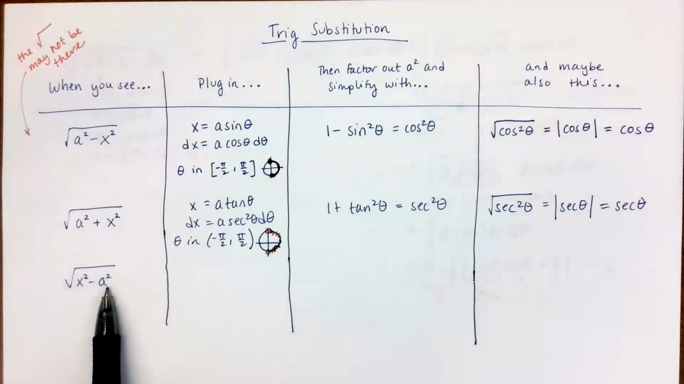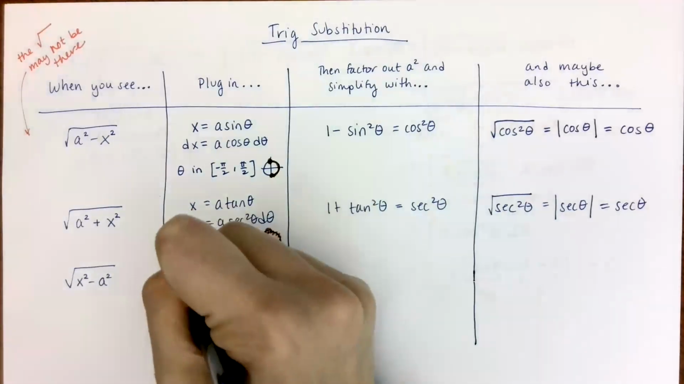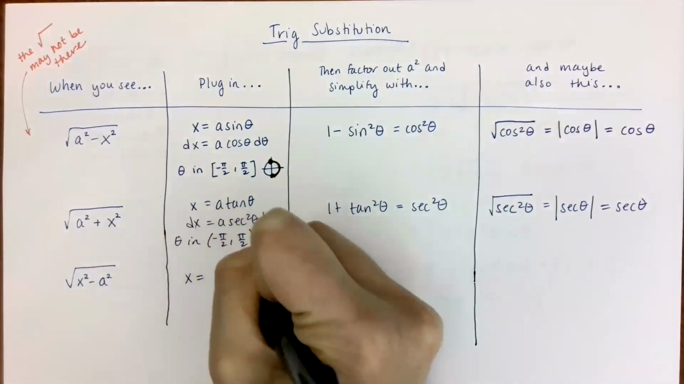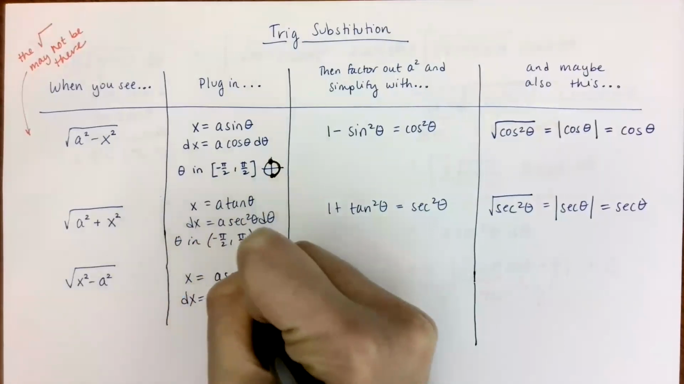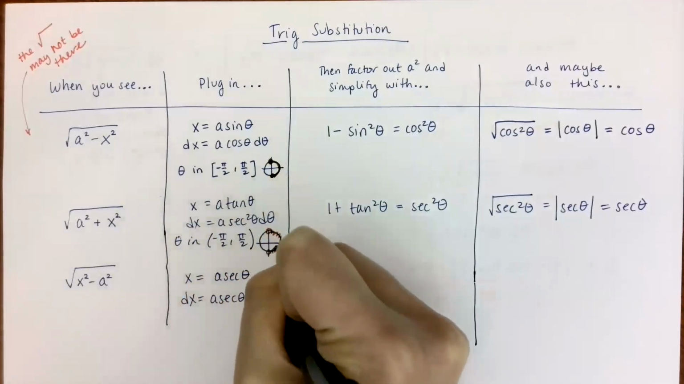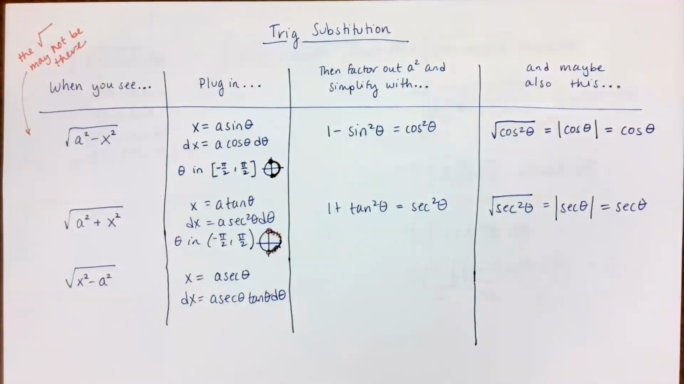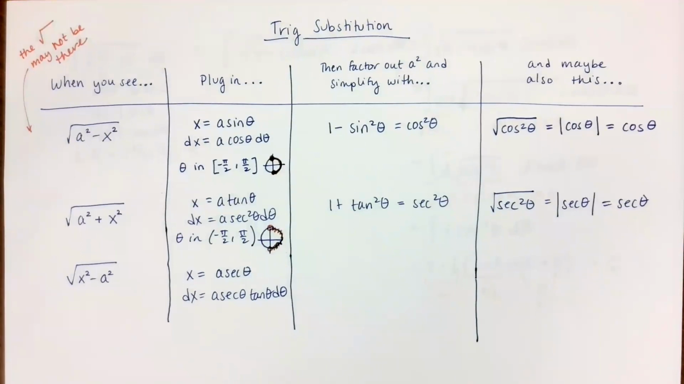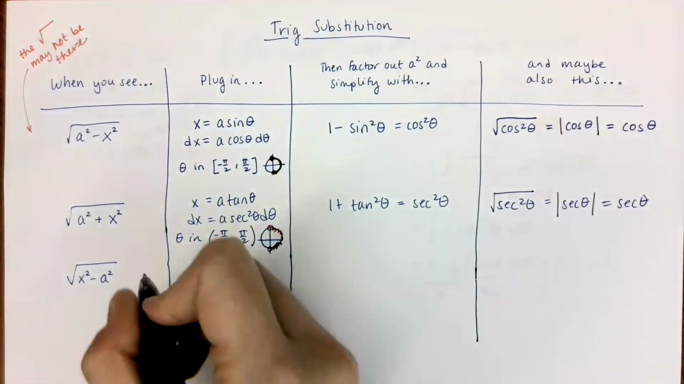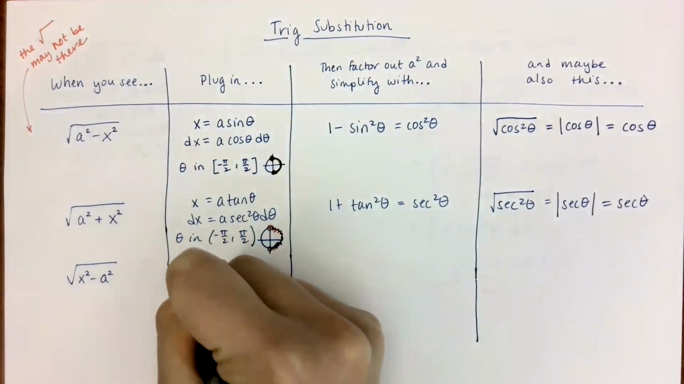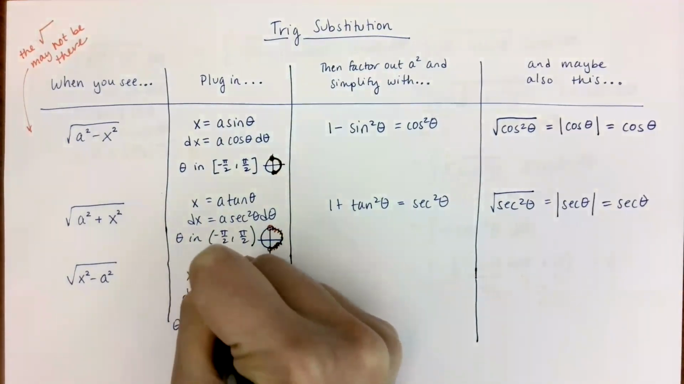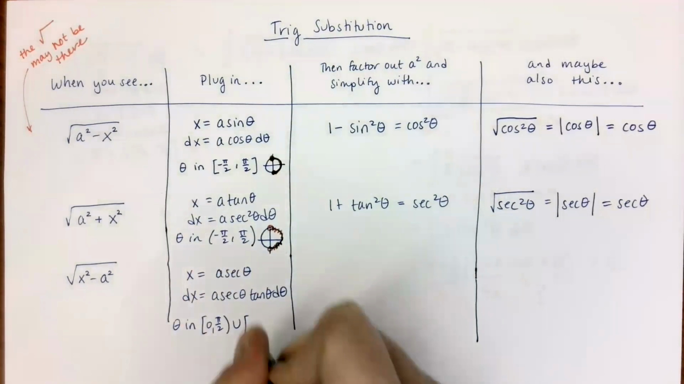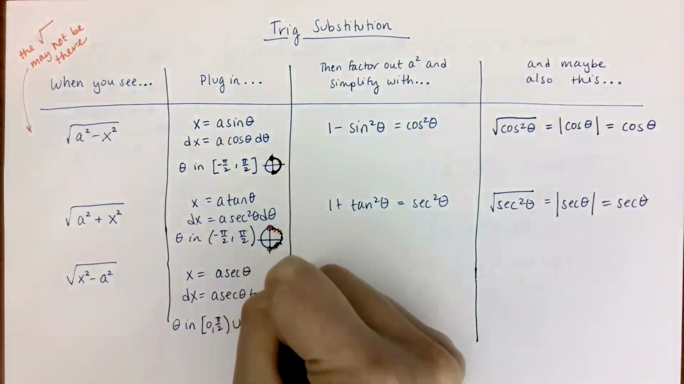If you have x squared minus the number here, once you factor out that number, you're going to have trig squared minus 1. So we need to put in a trig function that has an identity that looks like that, which is secant. So we have x equals a secant theta. That would make the dx a secant theta tan theta. This is the most difficult range. It's a little messy, but it's always the same. So anytime you make this substitution, this is the same restriction. Theta will be in bracket 0 to pi over 2 parenthesis, union bracket pi to 3 pi over 2.